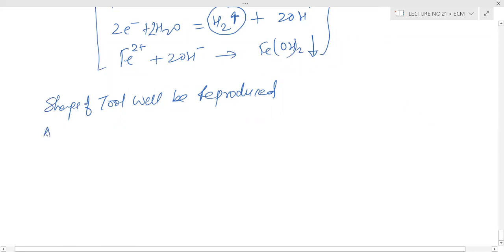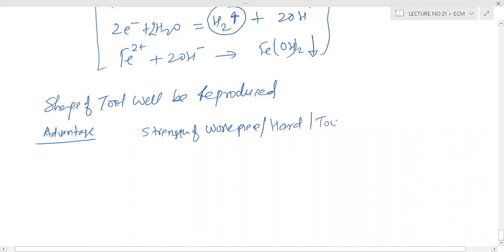What is the advantage part? What we see is that metal removal is not related to the strength of the workpiece material, whether it is hard or tough. It is not related to its physical or mechanical property.